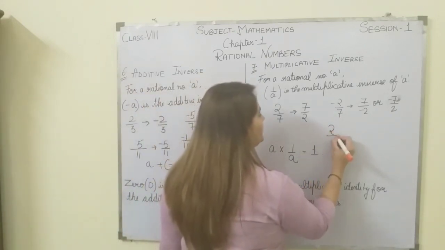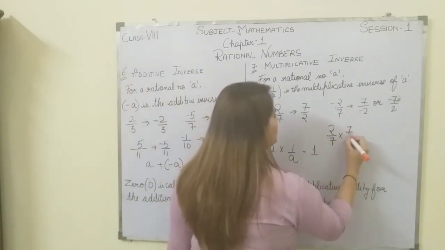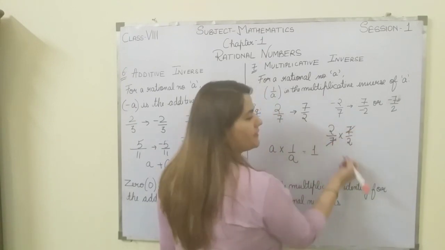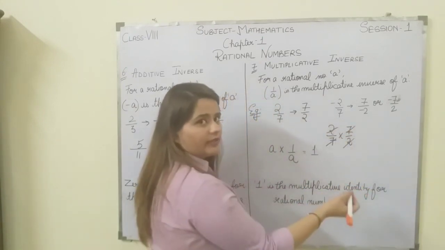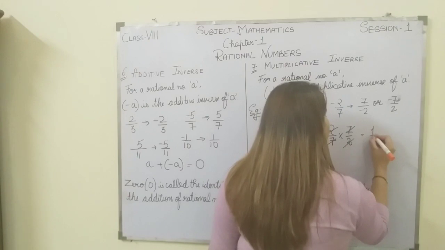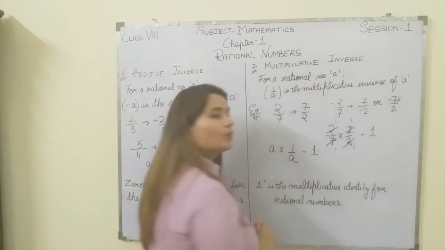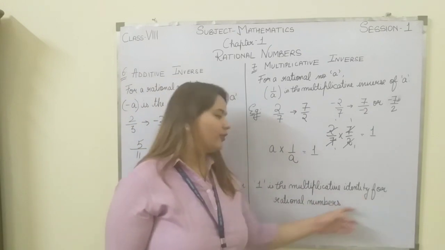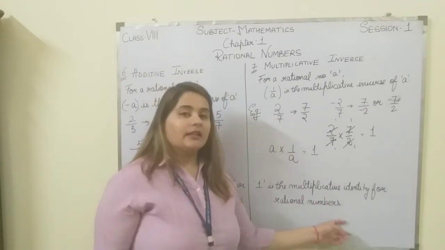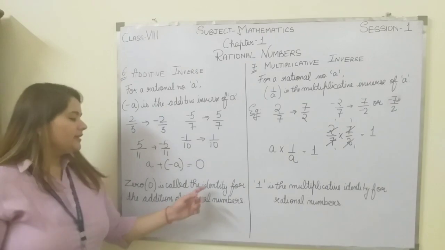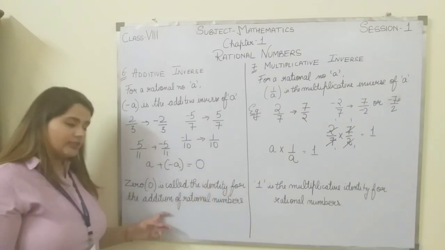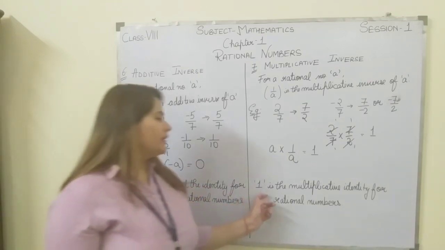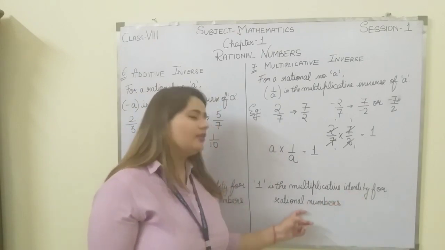Let's see an example. If I multiply 2 by 7 with 7 by 2, so 7 and 7 will get cancelled, 2 and 2 will get cancelled, and my answer will be 1. So 1 is the multiplicative identity for rational numbers. Like we say that 0 is the identity for addition of rational numbers, and 1 is the multiplicative identity for rational numbers.